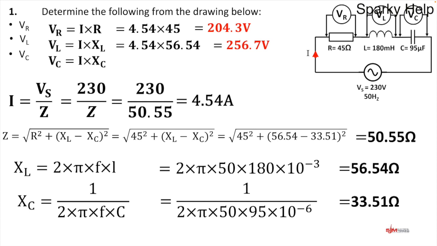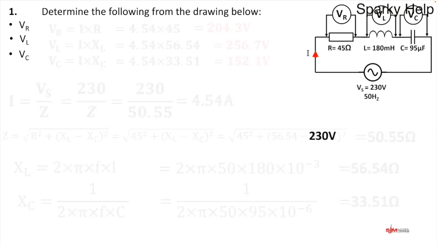And then last of all, VC, it's Ohm's law again. So despite moving on in your knowledge, we still come back to basic Ohm's law, which is taught very early on in your career. I times XC. 4.54 times 33.51 gives us a value of 152.1. So we have now answered the question of what is the voltage across all of those components, and we have them there available to us.